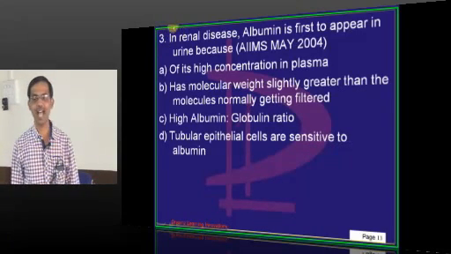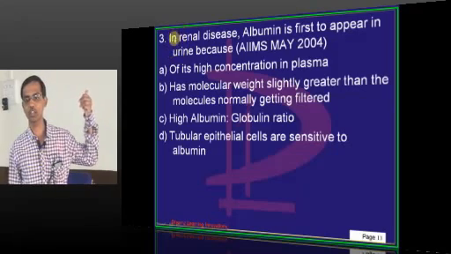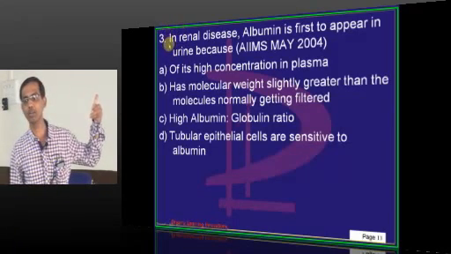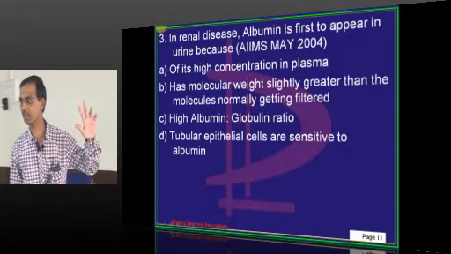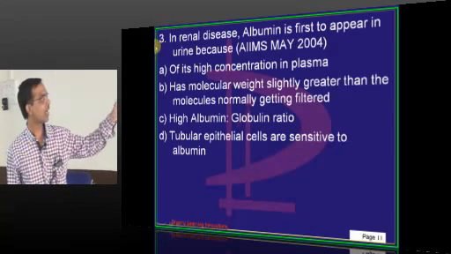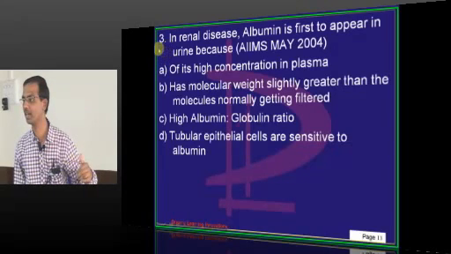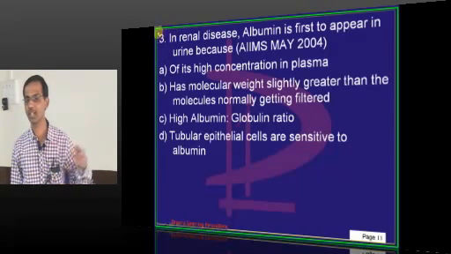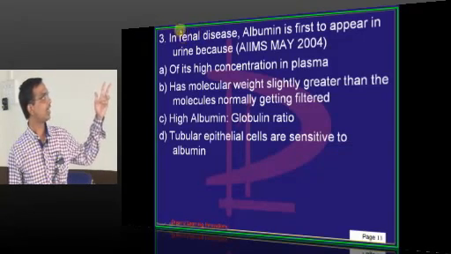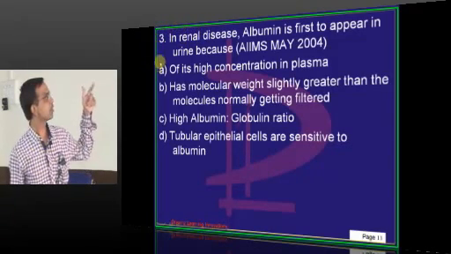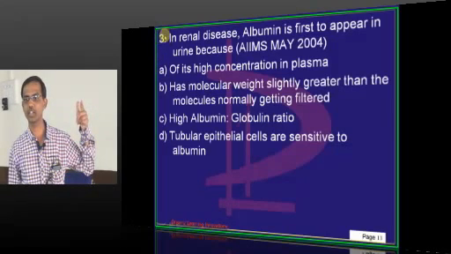In renal disease, albumin, they are saying, see, concentrate on the question. In renal disease, albumin is first to appear. Normally it doesn't appear. In normal persons, it doesn't appear. Okay. So if the tubular epithelial cells are sensitive to albumin, normally it should appear. So it can't be option D. Option D ruled out. A, B, C. It appears in urine in renal disease because it is in high concentration.